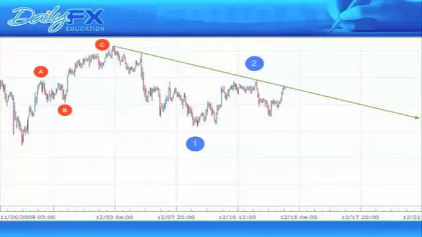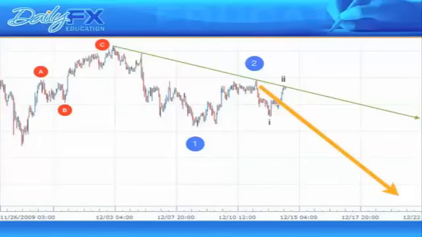Now that's a lot of waves to talk about, so let's put some labels on this chart to get a better feel for what might be unfolding. Let's put a Roman numeral 1 here and a Roman numeral 2 here. Now what I like about this trade setup is that my original intentions were to go short on the larger wave 3, trying to catch this move down.